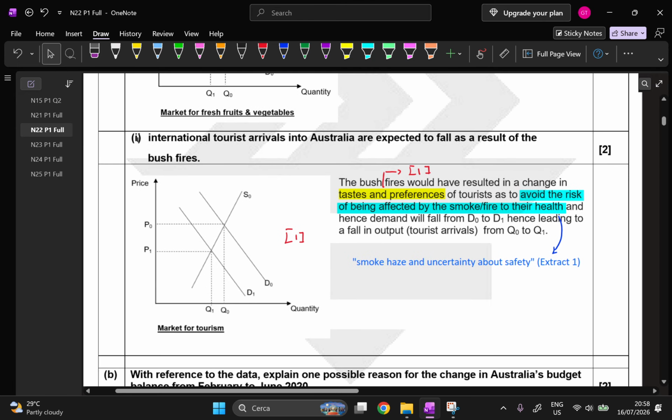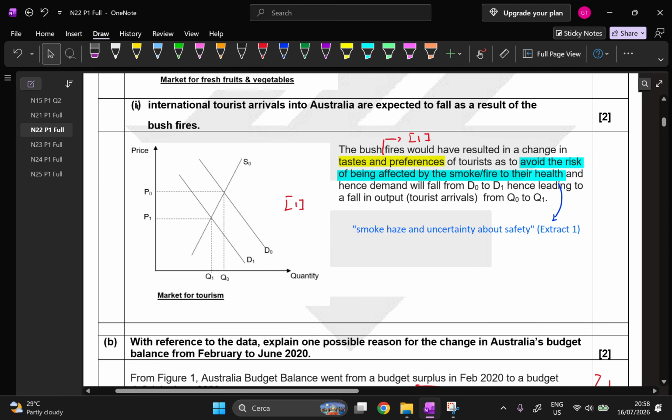So next, international tourist arrivals into Australia are expected to fall as a result of the bushfires. If you look at the question, it's a bit ambiguous. The question talks about international tourist arrivals. Is this demand or is this quantity demanded? If this is quantity demanded, then why is it that quantity demanded, or rather market equilibrium quantity, in the Australian tourism market decreases?